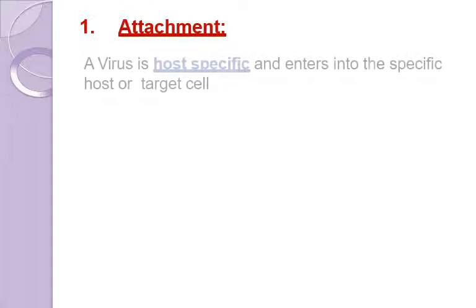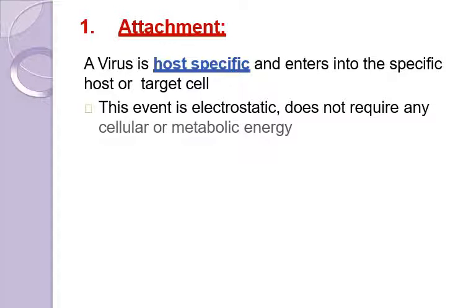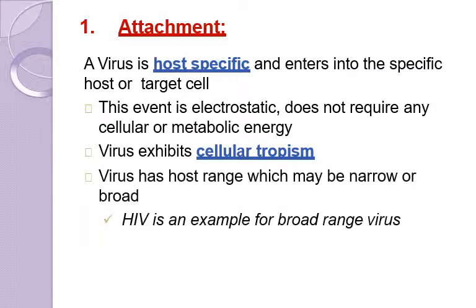The first event in replication of viruses is the attachment. A virus is host specific and enters into the specific host or target cell. This event is electrostatic and does not require any cellular or metabolic energy. And virus exhibits cellular tropism. Also, virus has host range which may be narrow or broad. For example, HIV virus has a broad range.